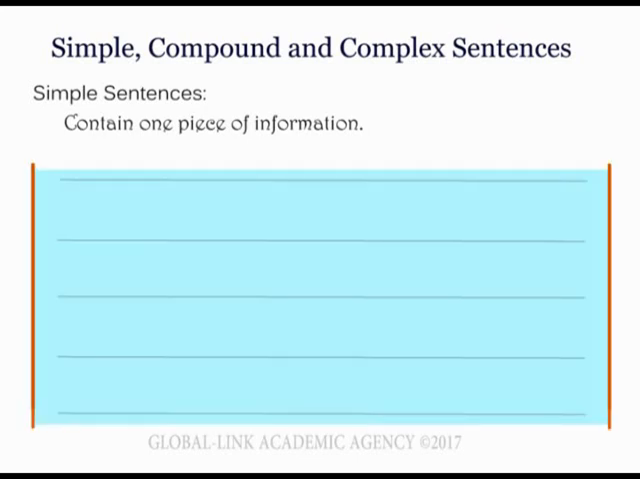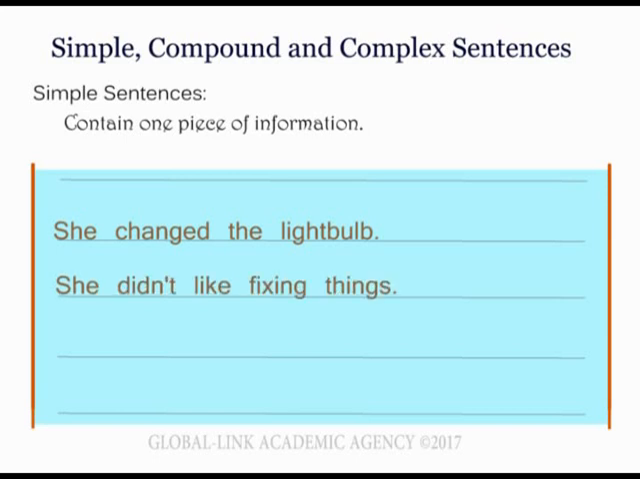So this is an example of a simple sentence. She changed the light bulb. Full stop. It makes perfect sense on its own. Second example. She didn't like fixing things. Again, makes perfect sense on its own. Doesn't matter that it's more than one thing at the end there, just the fact that it makes sense on its own and it's one piece of information being given to you. So simple sentences really are very, very simple, and that's all there is to it. So everybody can do that.